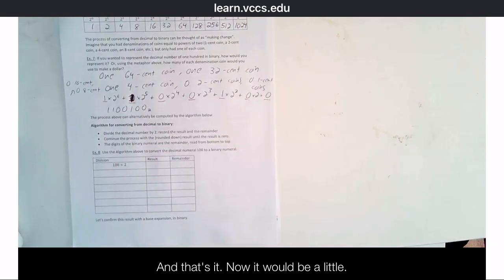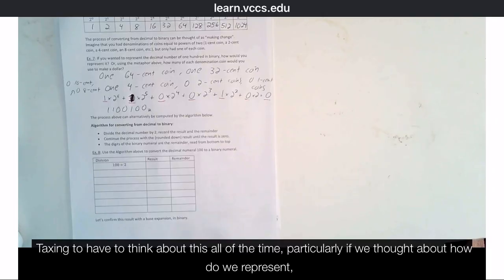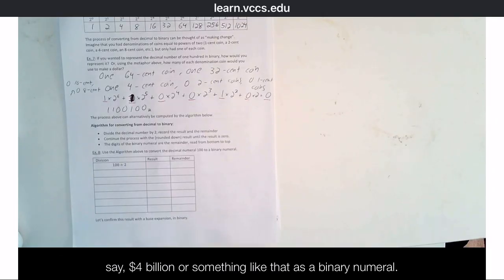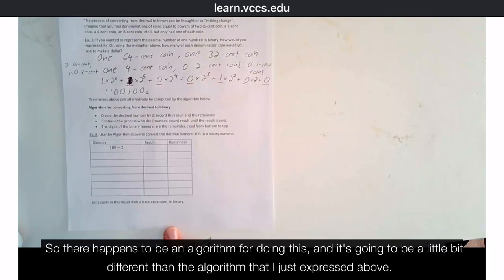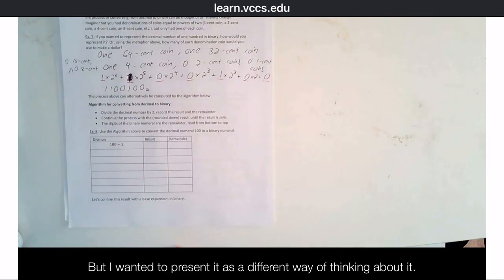Now, it would be a little taxing to have to think about this all of the time, particularly if we thought about how we represent, say, $4 billion or something like that as a binary numeral. So there happens to be an algorithm for doing this. And it's going to be a little bit different than the algorithm that I just expressed above, but I wanted to present it as a different way of thinking about it.